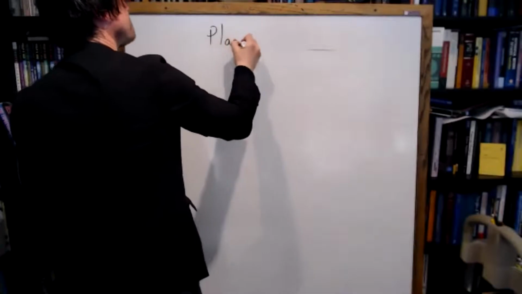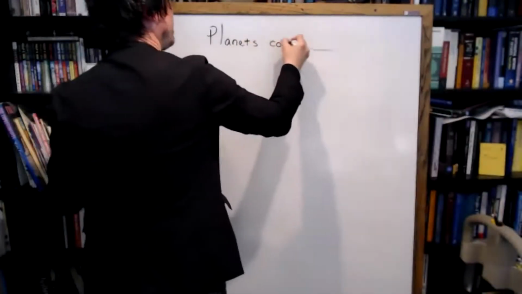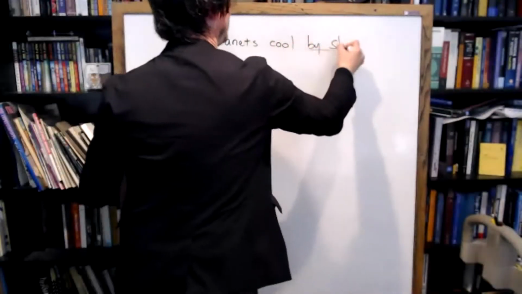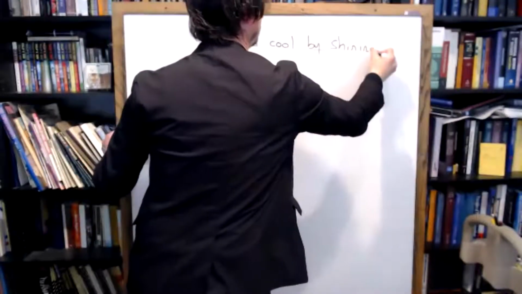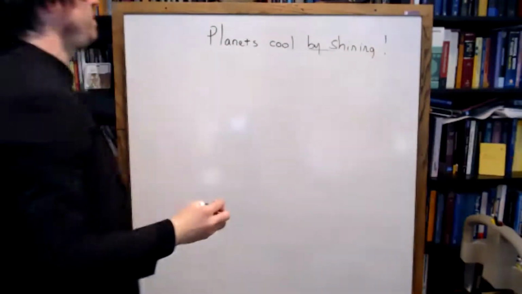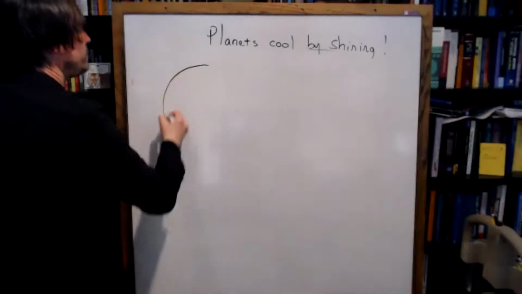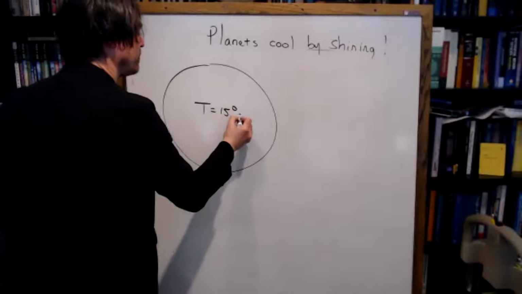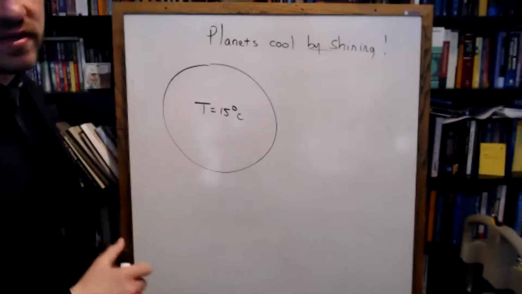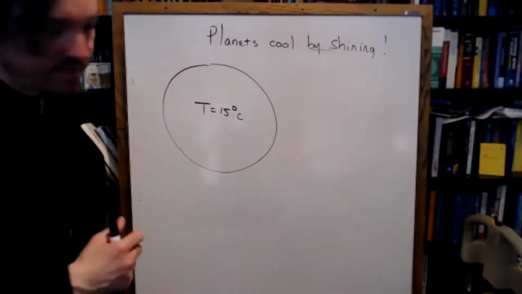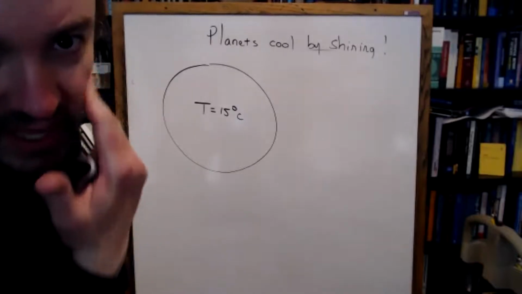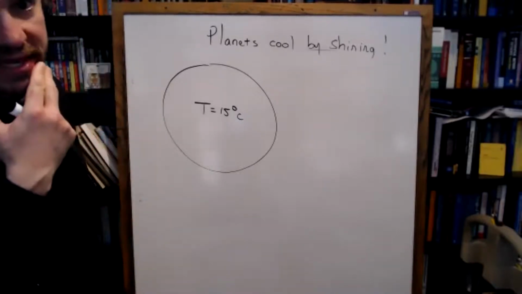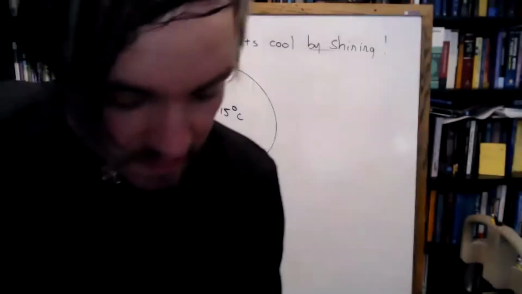Okay, so planets cool down by shining light into space. If we took a planet like Earth, the global average temperature of Earth is around 15 degrees Celsius. I don't suppose any of you can convert that to Kelvin for me, can you? How many Kelvin is 15 degrees Celsius?